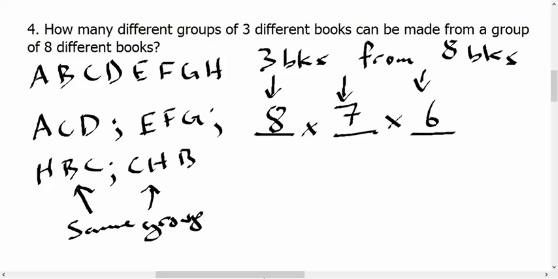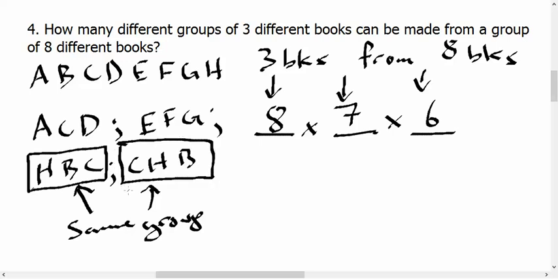Okay, but this number right here, if you think about it, well, it's going to be way too big. If I just multiplied 8 by 7 by 6, that's going to give me a pretty big number, first of all. And that's going to be the number of arrangements of 3 different books. So that would be counting something like HBC and CHB as 2 different arrangements of books. But I don't care that they're different arrangements of books. So what I'm going to have to do, and this is where we're going to get a little bit formulaic, what I'm going to have to do is divide.